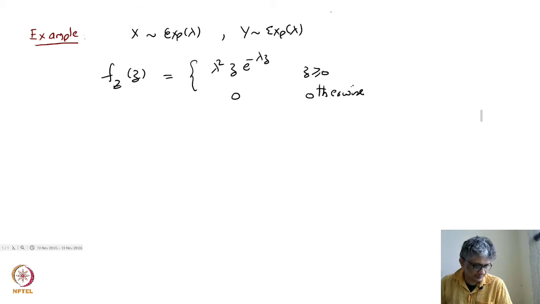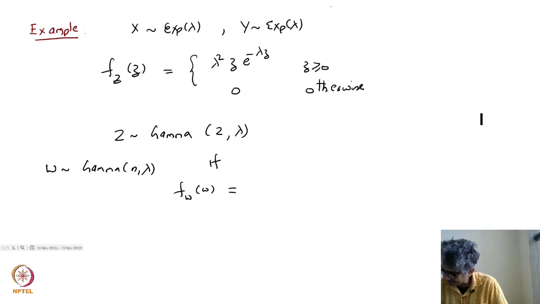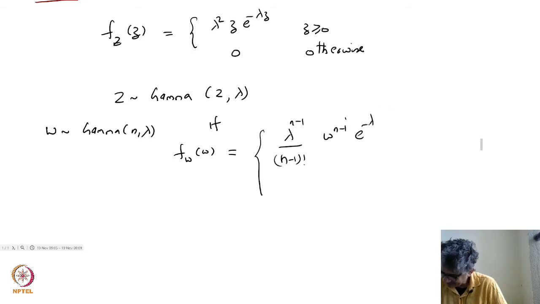This is the thing we derived, and I said that this was an extension of what's called Z is gamma 2 lambda, and in general, let's say W is gamma n lambda if the density of W is given by lambda to the power n over n minus 1 factorial, and then w to the power n minus 1 e to the minus lambda w. This is for w non-negative and 0 otherwise. So this is called a gamma random variable.